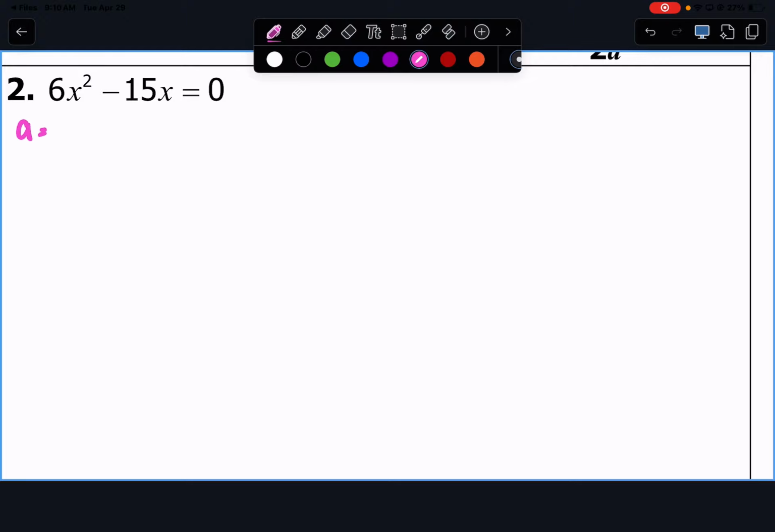A equals 6. B equals negative 15. C equals, there's no C, so it's just 0.